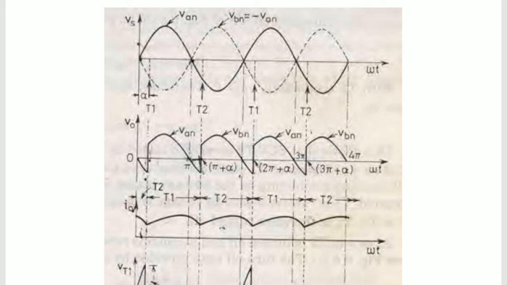So for the first positive half cycle of the input AC wave, we will trigger the thyristor T1, because at the anode of the thyristor T1 there is a positive supply. As soon as T1 is forward biased, we will trigger the thyristor T1. As soon as we trigger it, we get the output voltage VO, which is shown in the second waveform, which is shown by VAN.